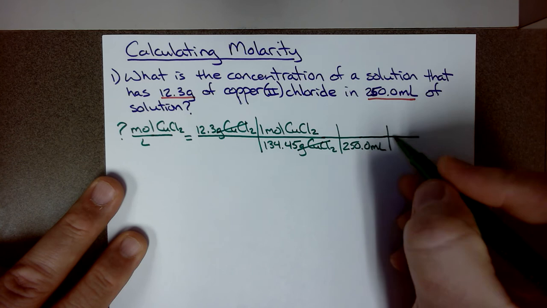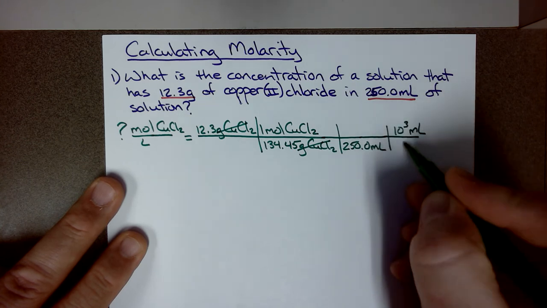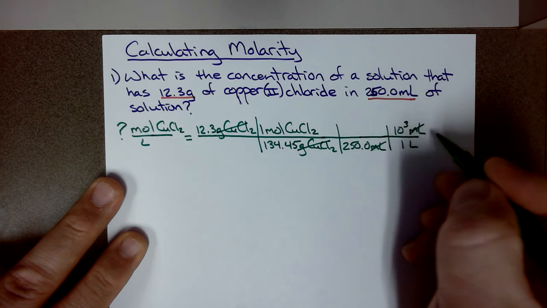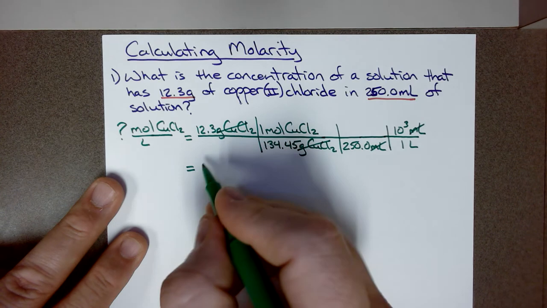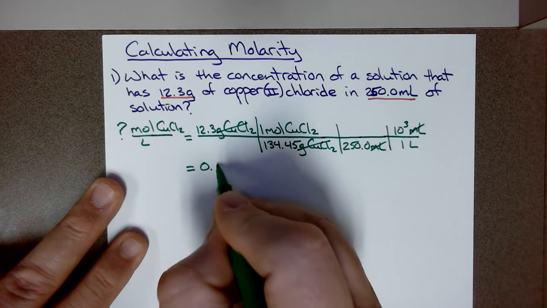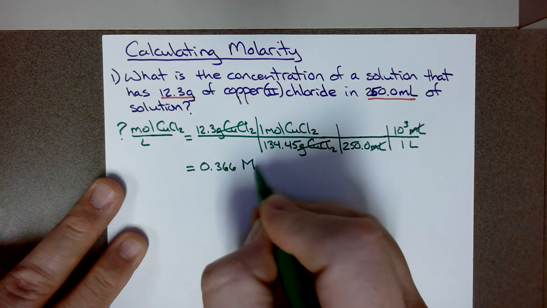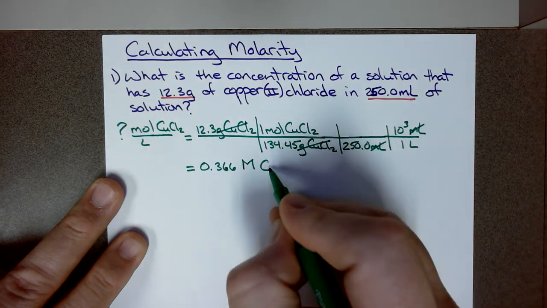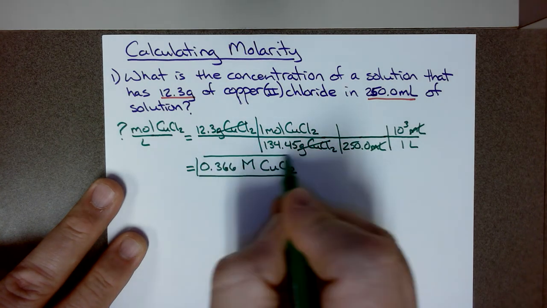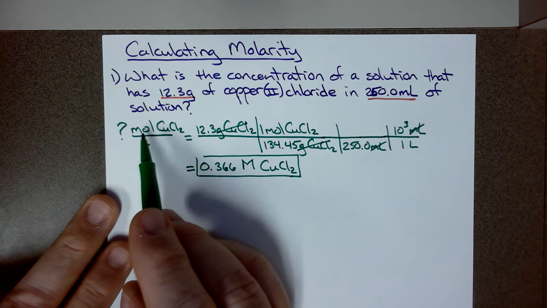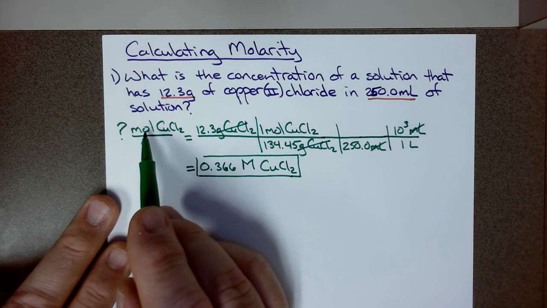And that's going to be, for every 1,000 milliliters, I have 1 liter. So now my answer, when I calculate it all, says that it'll be 0.366 molar solution of copper 2 chloride. Remember, when I did the dimensional analysis, I'm really looking for units of moles per liter. So instead of writing capital M, I write moles per liter.